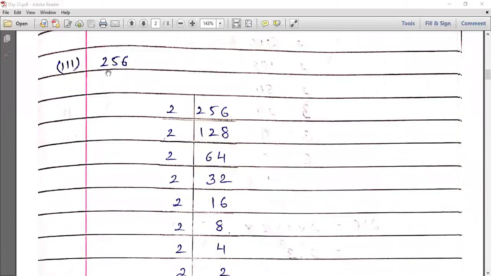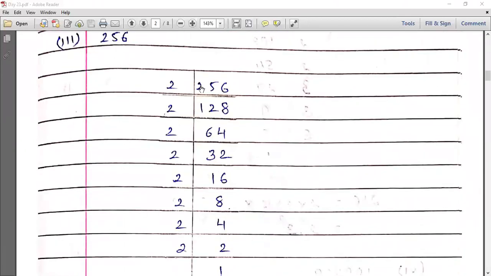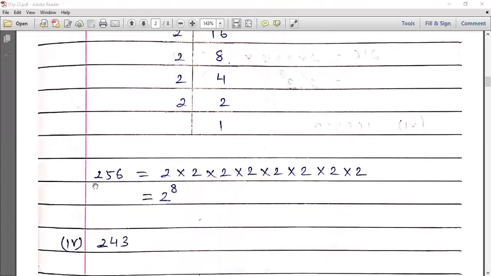For 256, when you find the HCF of 256, you can see you'll get the factors as 2. 2 will be repeated 8 times. So I can write 256 as product of 2's, 2 into 2 into 2 into 2 into 2 into 2 into 2 into 2. That is 8 times. It is 8 times repeated. So I can write it in the exponent form as 2 raised to 8.